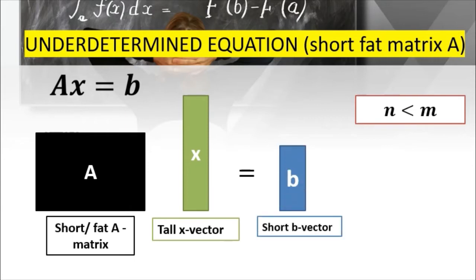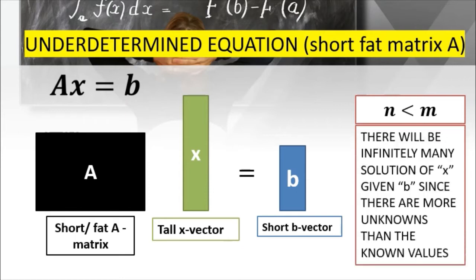So this is generally called underdetermined because there are not enough measurements in our vector B to determine a single unique solution of x. And this denotes that there will be infinitely many solutions of x given B, because there are more unknowns than known values.